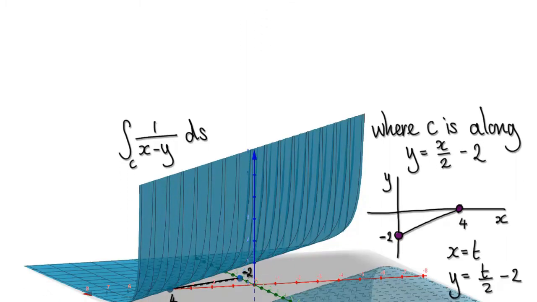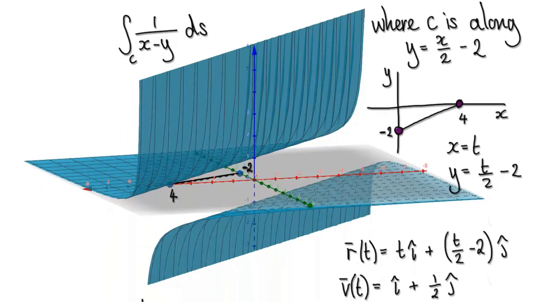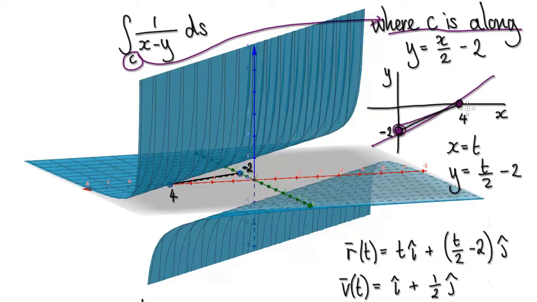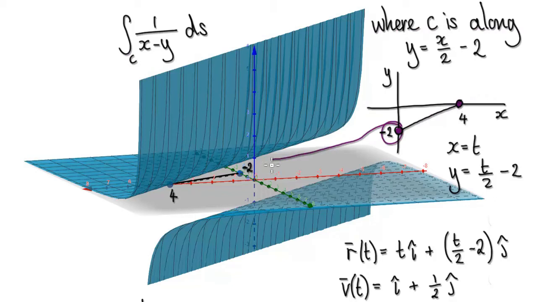In this video, we're going to work out the line integral of this surface along this particular path. So C is defined as this, where C is along this diagonal line, from -2 to 4. So -2 is right here.